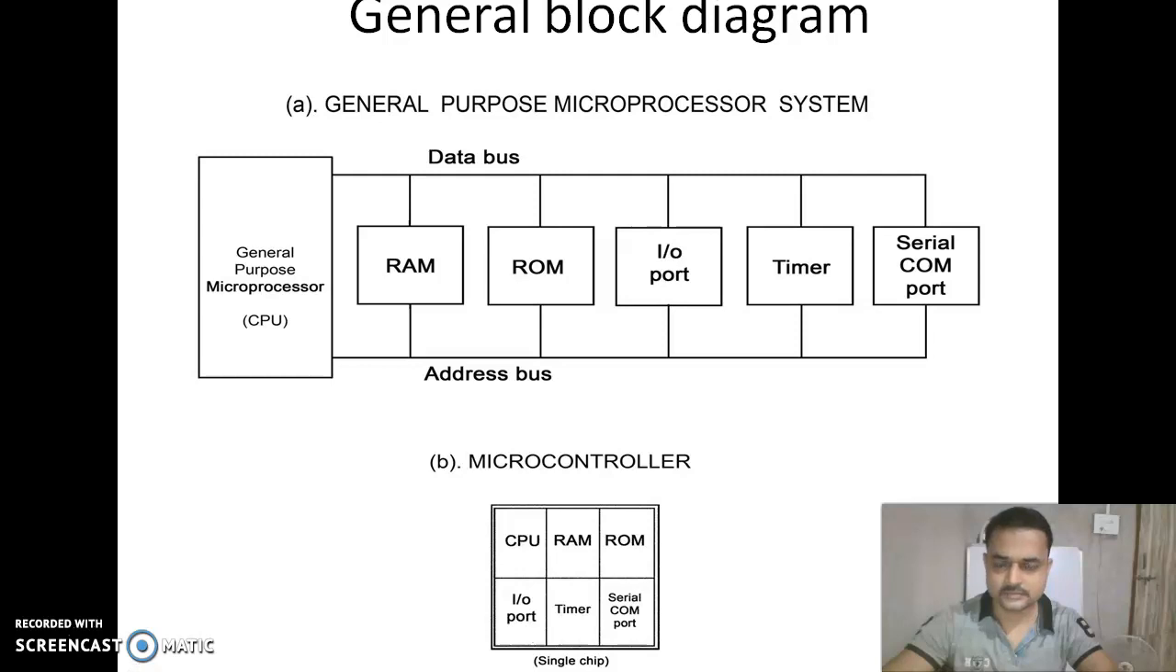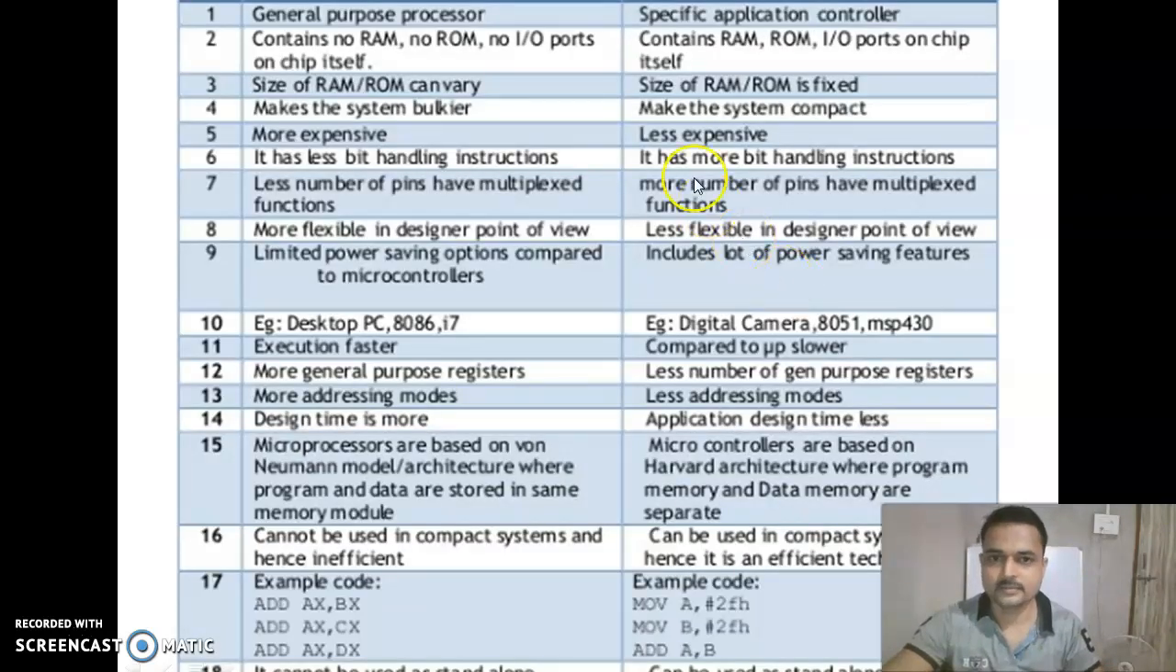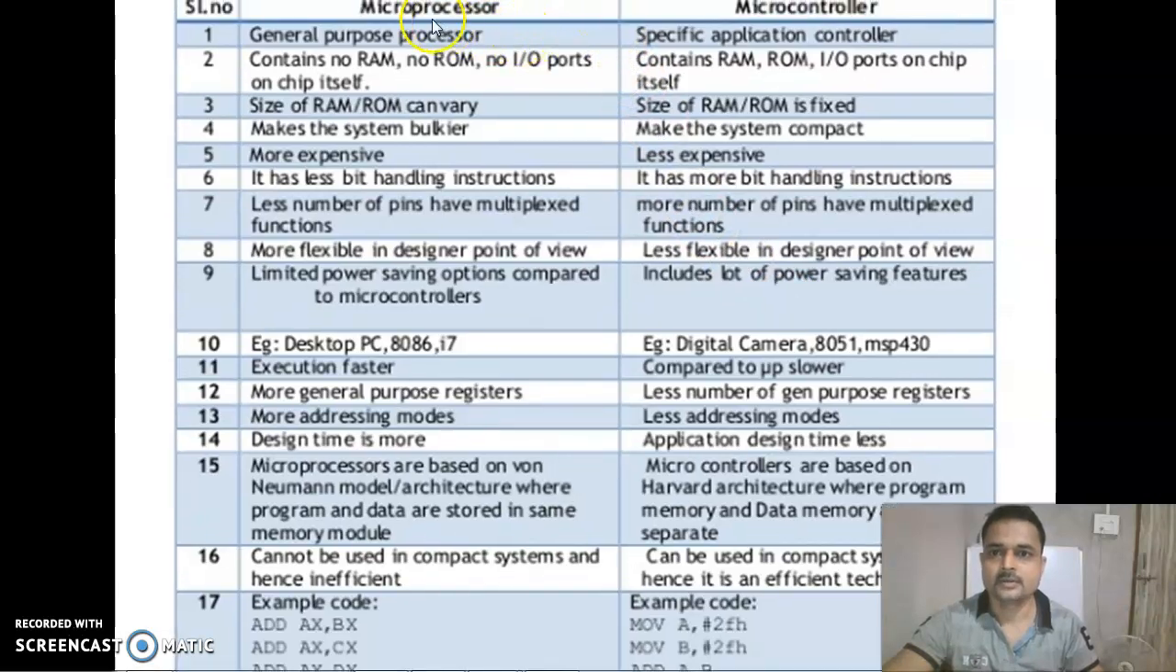So the CPU, RAM, ROM, IO port, timer are available on chip in case of microcontroller. But in case of microprocessor, these are not available on chip, we need to connect them externally. These are the comparisons between microprocessor and microcontroller. Microprocessor is a general purpose processor. Microcontroller is a specific application controller. Microprocessor does not contain RAM, ROM, IO ports on chip; we need to connect them externally.